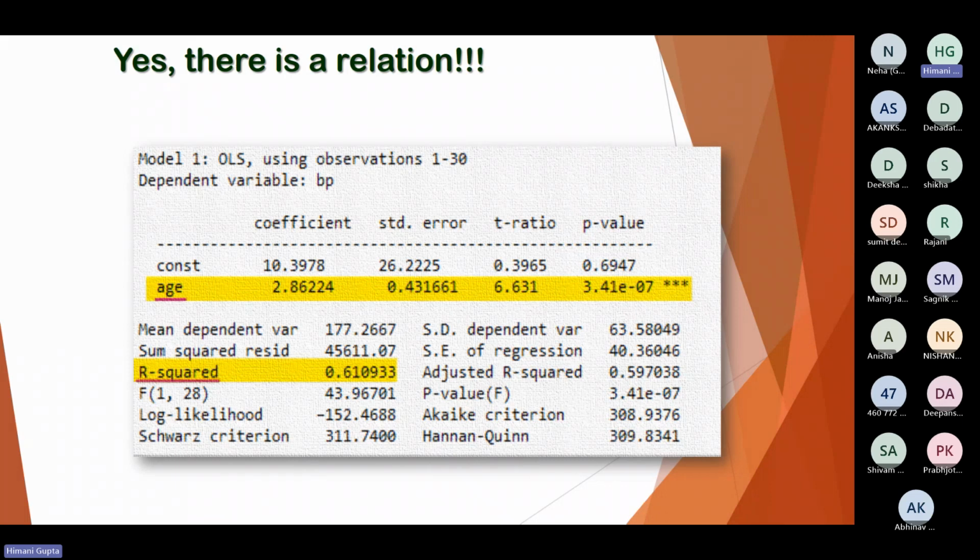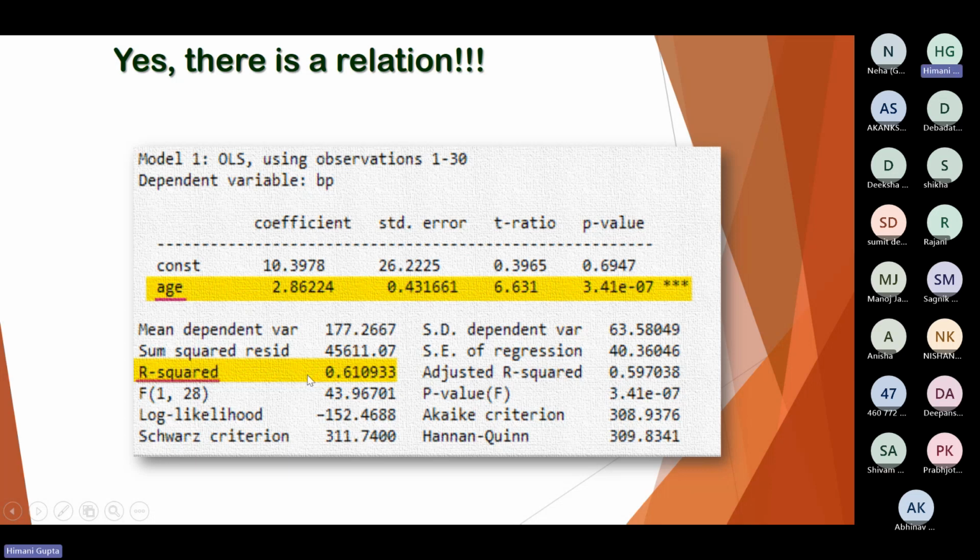Okay, so that means I can say that in the previous example, your blood pressure and your age have a relationship. I have just made this regression analysis and I got this result. So these are my constant for age and this is my p-value. Since the p-value is less than 0.05, I can say that age is playing an important role in explaining my blood pressure.